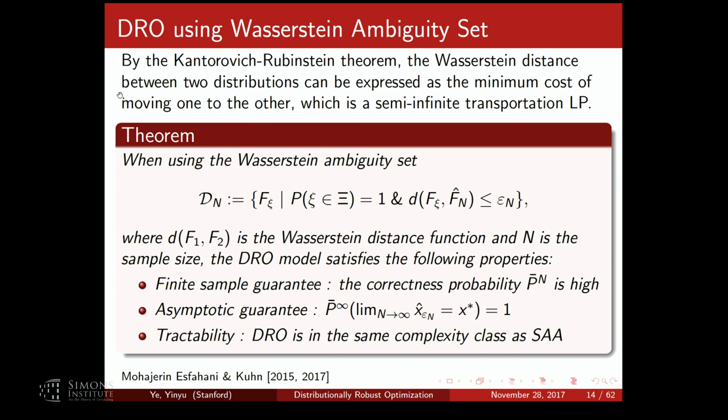So this is just the moving. What does it mean? DRO is in the same complexity class as the sample average approximation. Basically, it says that if SAA for that problem can be solved faster, this one also solves faster, but it's a little bit more conservative. So basically, the computational time bound is the same.